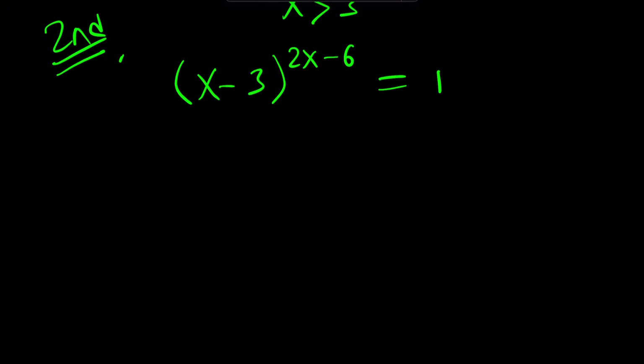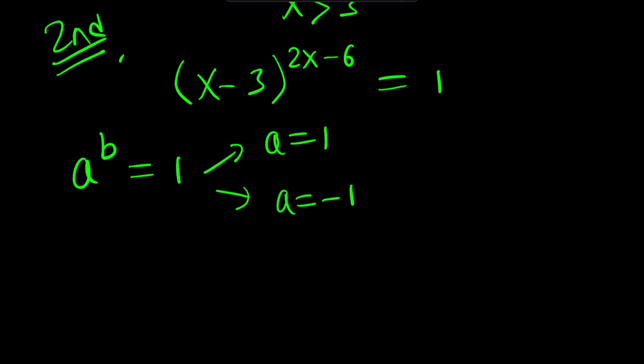If x is a real number, x minus 3 and 2x minus 6 are all real numbers, so we have something like a to the power b equals 1, where a and b are both real. How can we get 1 from here? What are some possibilities? There are actually 3 possibilities. One of them is a can be 1, then we don't really care about b, it can be anything. Second scenario is a can be negative 1, and b can be an even integer. And of course, we have to have an and, because if one of them is not true, then we have a problem. And the third scenario is b equals 0.